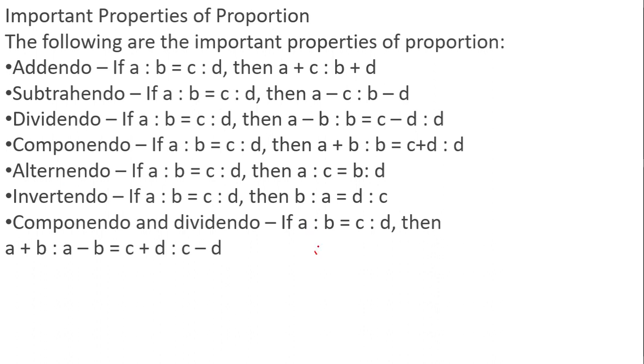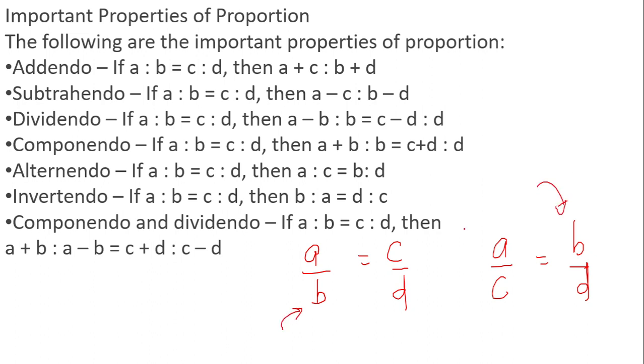If we have again two ratios, a by b is equal to c by d. So here, what does alternando say? Alternando says that we can actually alter the denominator with the numerator of two different ratios. It means a upon c is equal to b upon d. The denominator of the first ratio is now the numerator of the second. The numerator of the first ratio is now the denominator of the second. Such a property of proportion is called alternando, where we are actually altering the numerator and the denominator values.